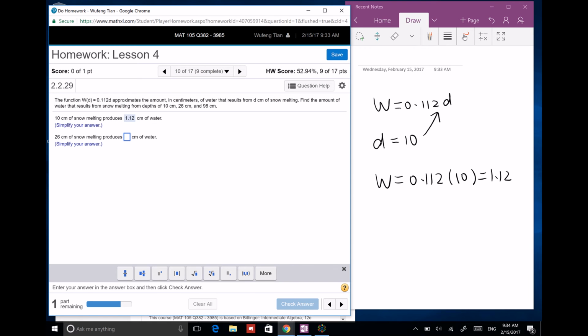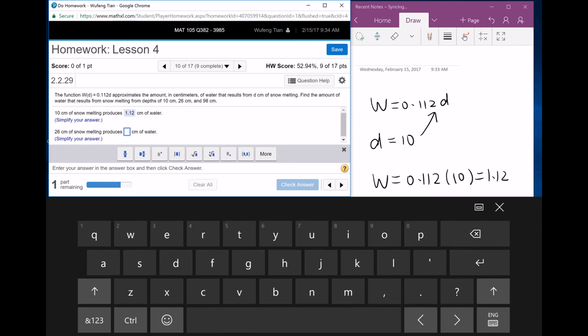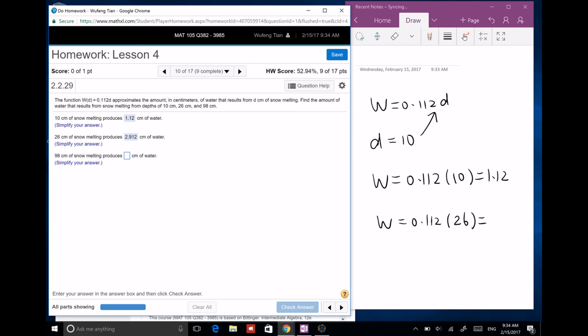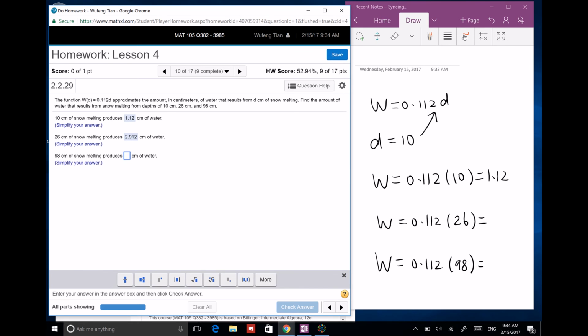W equals 0.112 times the next one, multiplied by 26. 0.112 times 26 equals 2.912. Next one, you plug in W equals 0.112 times 98. Okay, so 10.976.